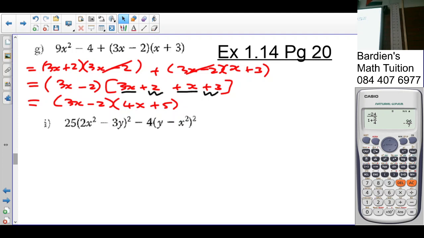People, what's the square root of 25 into 2x squared minus 3y all squared? 5 into 2x squared minus 3y. What's the square root of 4 into y minus x squared all squared? 2 into y minus x squared.